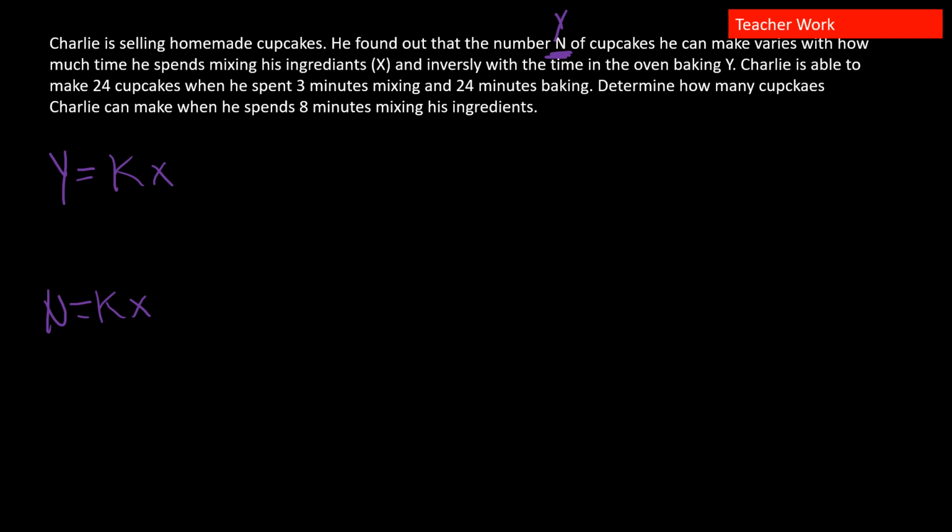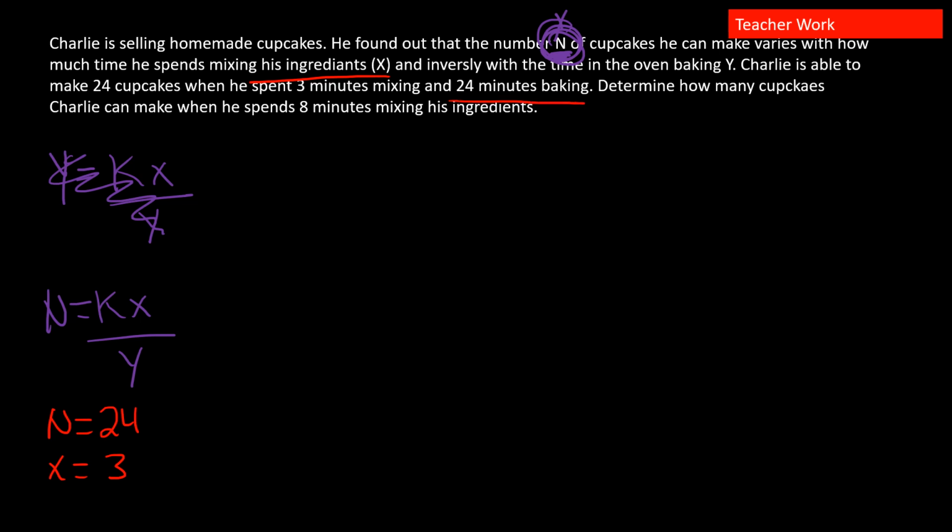And this is y is what he's baking with. And this is where it gets confusing. So this is why we don't want to go with this y. We're going to go with this n value here over y. So this is the equation that we came up with. This is a compound. Okay? It says Charlie is able to make 24 cupcakes. So that means that our n, the number of cupcakes, is 24. When he spent 3 minutes mixing, well, mixing was our x. So x is equal to 3.